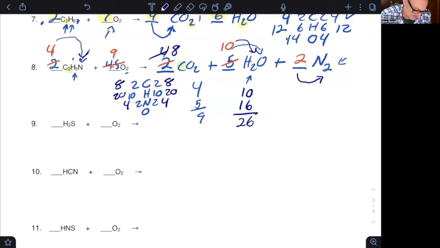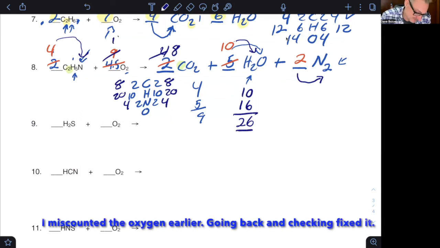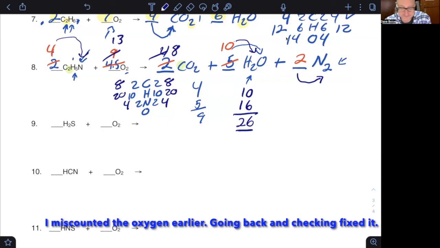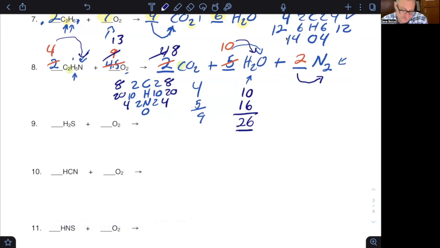So I'm actually going to have to go ahead and add a little more to my oxygen, but this time it's an even number, so it's a lot easier. So 13. So as you can see, sometimes you have to go back and forth. It can get a little complicated. Maybe there was an easier way to do it, but at the end of the day, this did work out. We have 4, 13, 8, 10, and 2. So this is about as complicated as they can get.